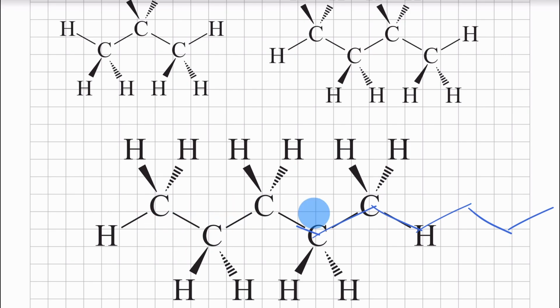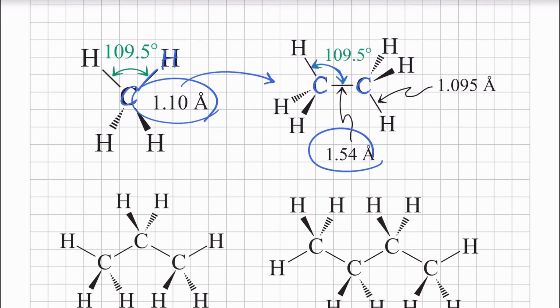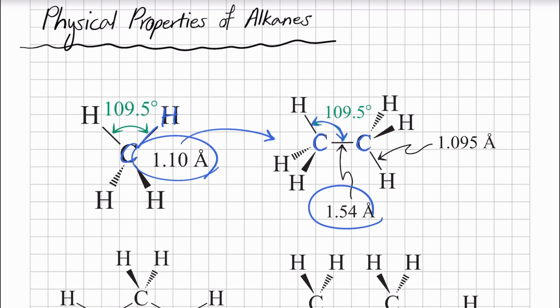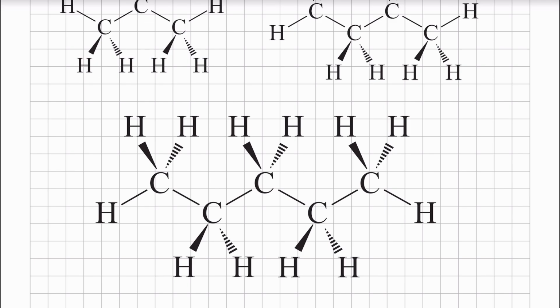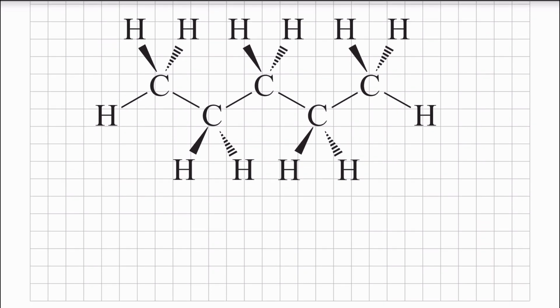Okay, now that we know the 3D structure of alkanes, it's time to get into a little more complicated concepts. Okay, we all know that matter can be seen in 3 different phases or in 3 different forms. The first form would be gas. Next one would be liquid. And the last one would be solid.